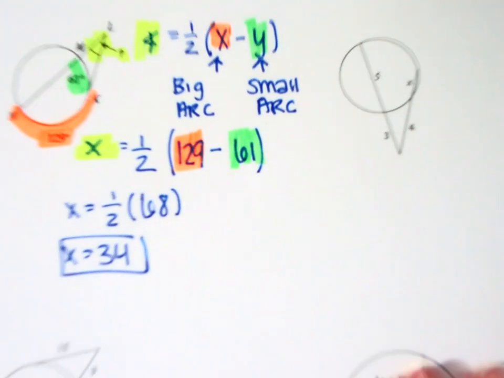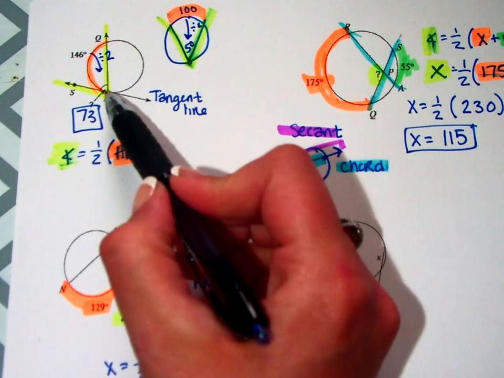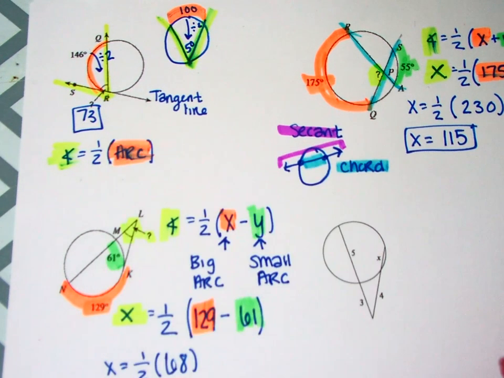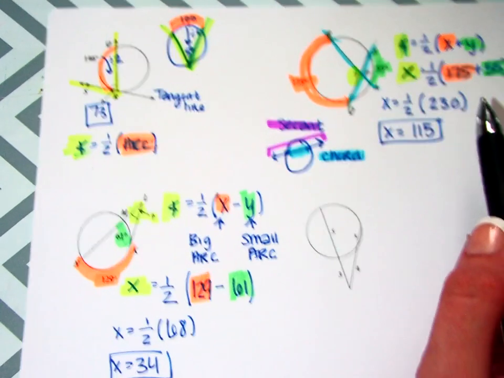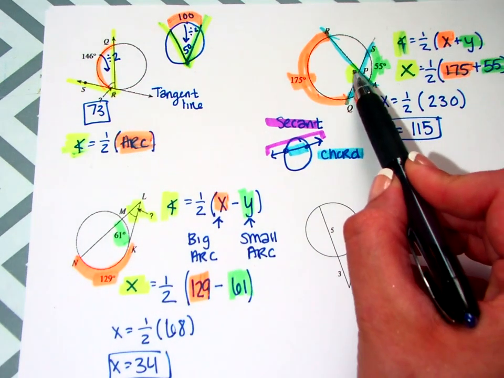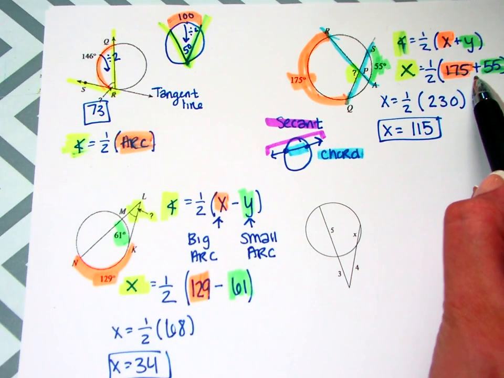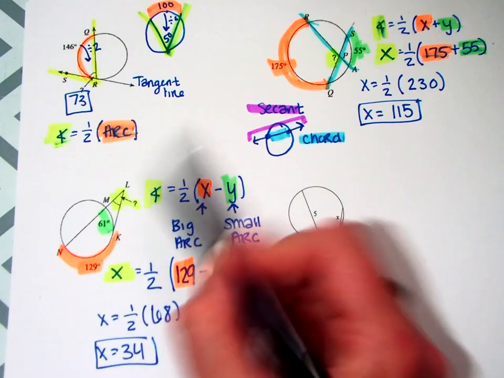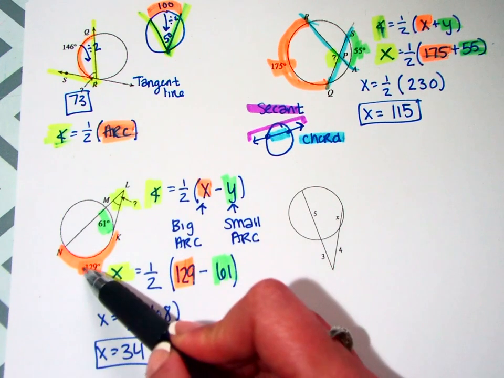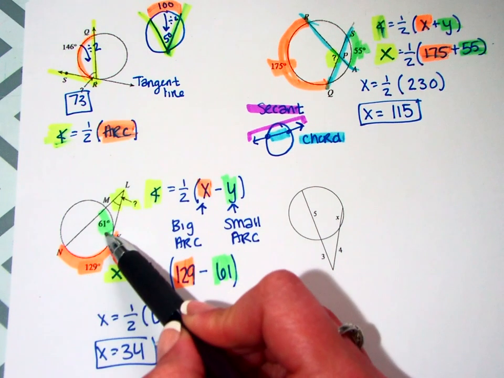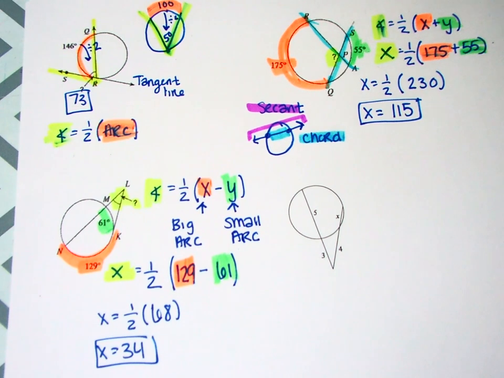So let's stop and analyze real quick before we do our next set. If the angle is on the circle, it's half the arc. If the angle is inside the circle but not on the center, you add the arcs and multiply by 1/2. If the angle is outside of the circle, you subtract big arc minus small arc and multiply by 1/2.